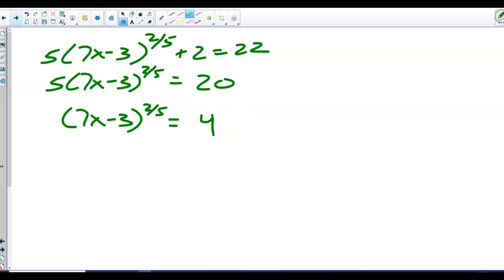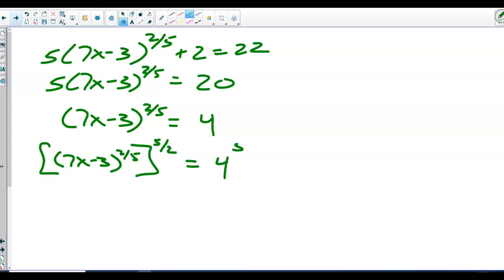And now we have to raise both sides to the reciprocal of that fraction. So it's going to look like this. 7x minus 3 to the 2/5 raised to the 5/2, which means on this side I have to raise it to the 5/2. We're always left with a 1 exponent if we do it correctly. 4 to the 5/2, the square root of 4 is 2, and 2 to the 5th is 32.